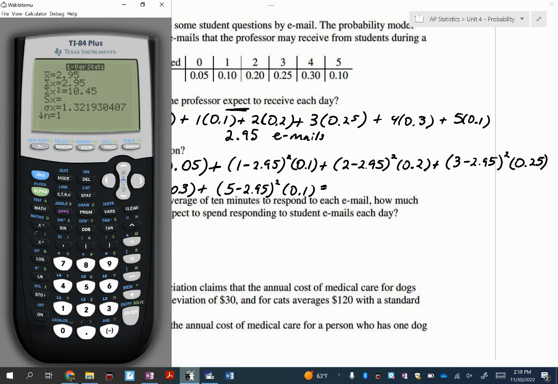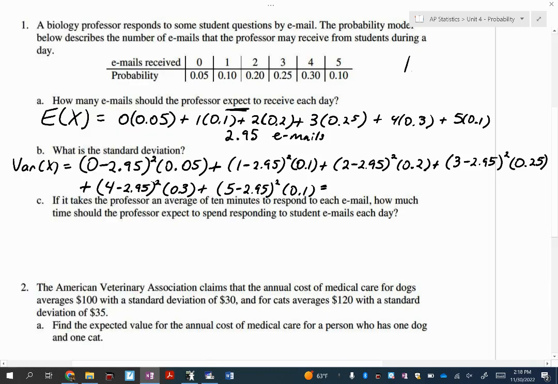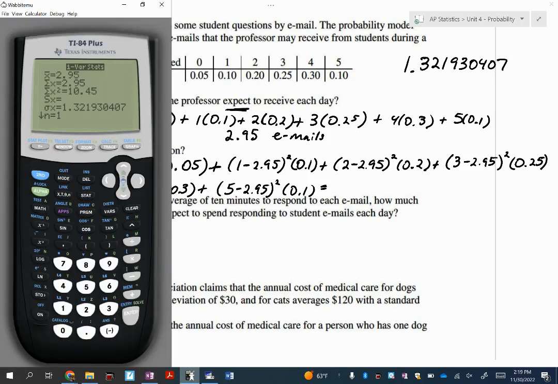So let's see. Who has the number in their calculator? Do you have it, Joseph? All right, somebody. Go ahead, Thomas. You were ready. 1.321930. Okay, wait. 3219. 3040. Yes? Okay, so I'm going to take that number and I'm going to square it, right? Because if I square the standard deviation, that is my variance. So I'm going to do that.